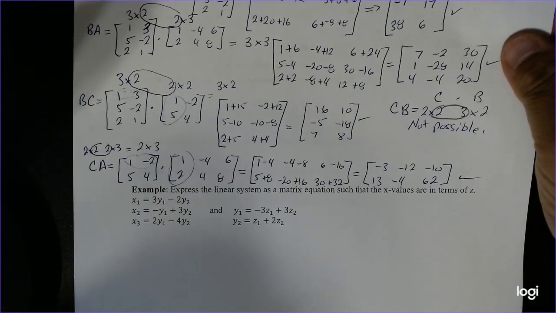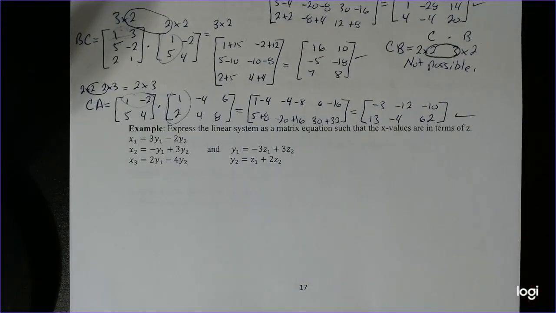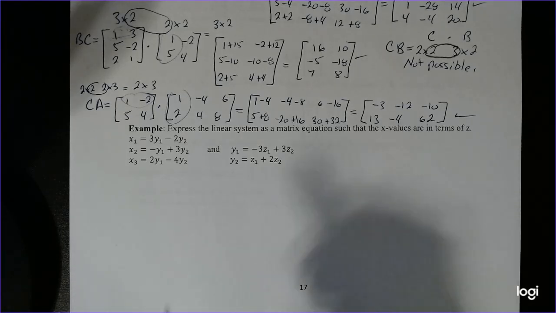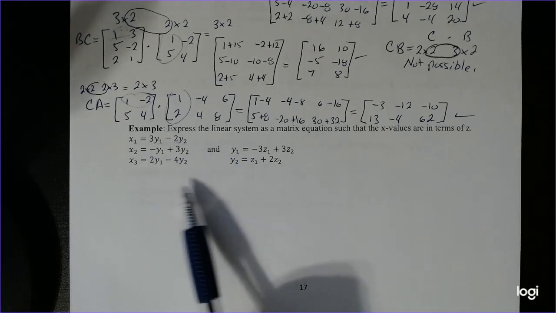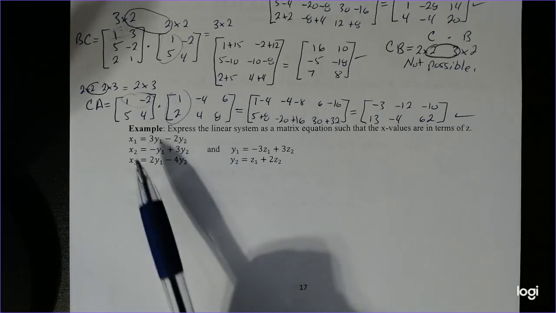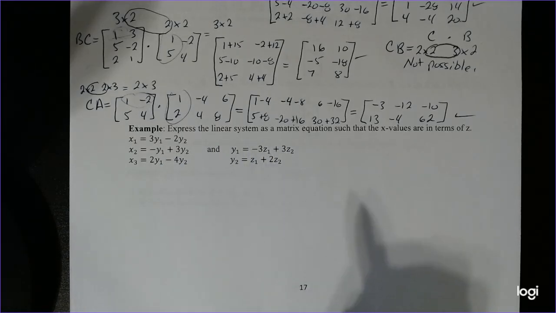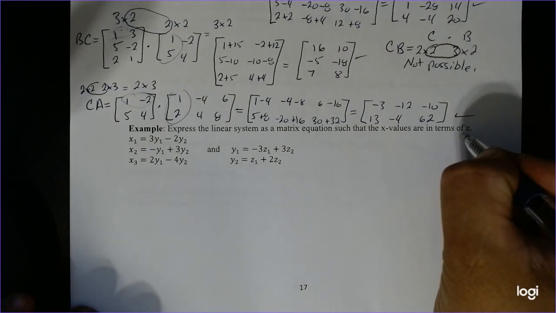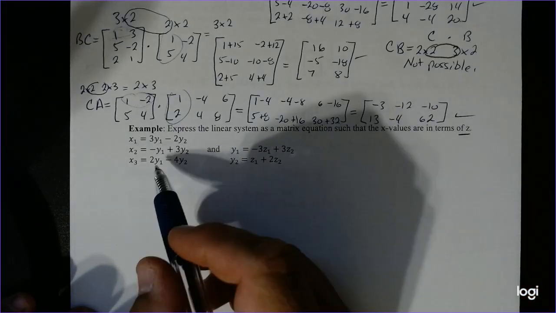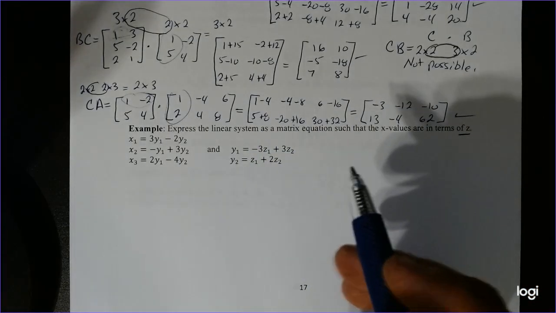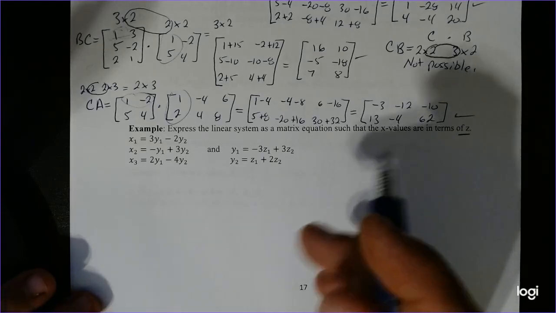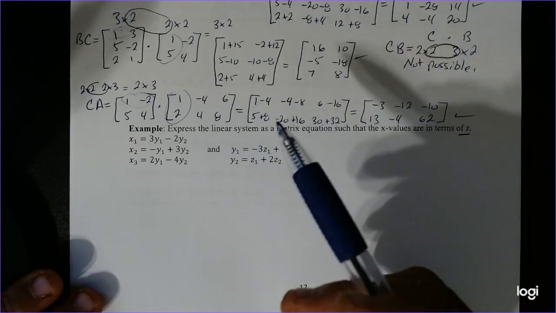But again, this is just operations, right? What else can we do with matrices? So we already had a lot. So now what we can also do is using the vectors, we can express systems and so forth in that nature. So for example, we have a 3 by 2 system here and a 2 by 2 system there. So what we want to do is express the linear systems in the matrices such that the x values are only in terms of z. So in other words, bypass the y stuff completely. Okay. All right.